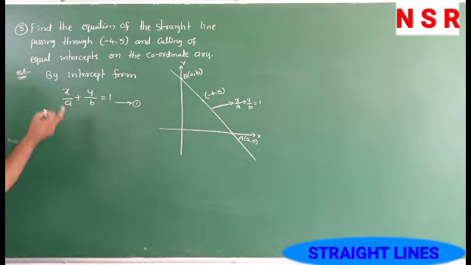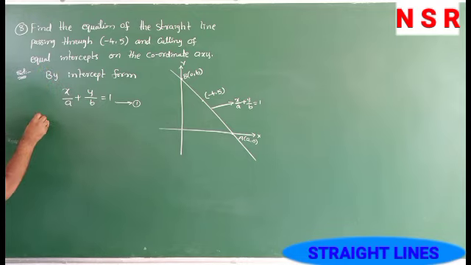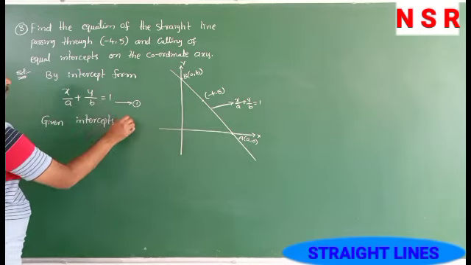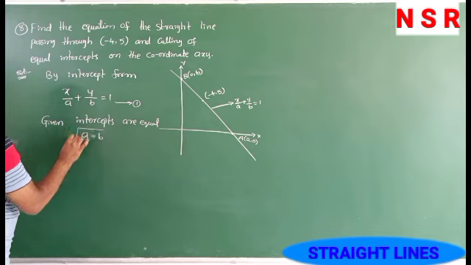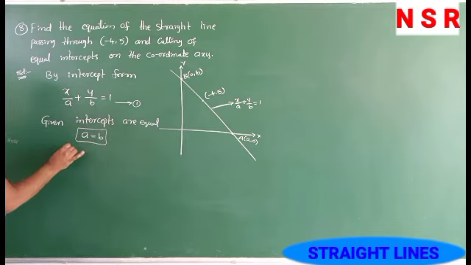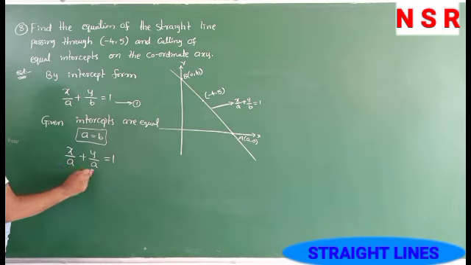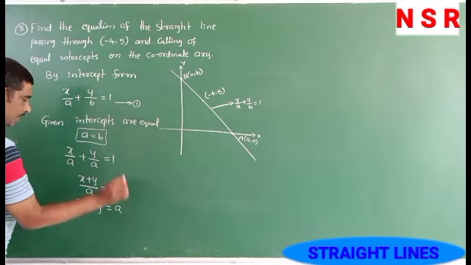So here given cutting intercepts on coordinate axis are equal intercepts. So intercepts are equal means a equal to b. So in place of b also substitute a, or in place of a substitute b, anyone. So now we get LCM is x plus y by LCM is a equal to 1. Now a multiply here, we get x plus y is equal to a.